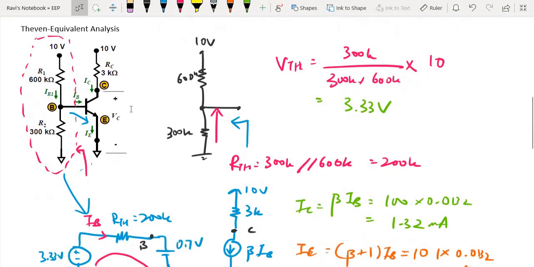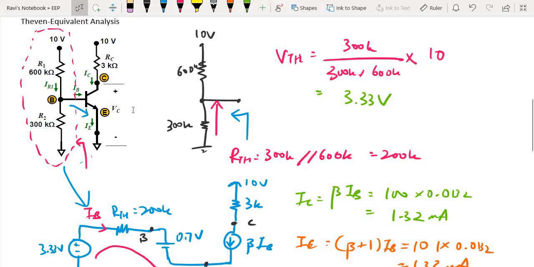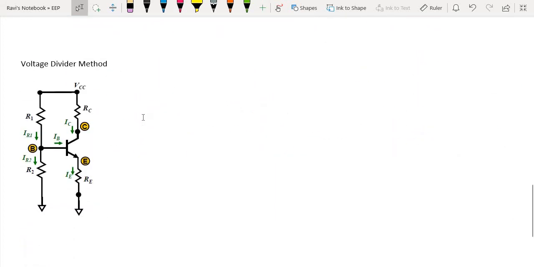All right, so I hope with this analysis you get a clear picture of how to do the Thevenin equivalent circuit approach. And now I'm going to show you the voltage divider approach. We have a slightly different circuit over here, and I'm just going to put in the values for these various components. R1 is 20k, R2 is 3k, RE is 1k, and this is 5k. And beta is 100.